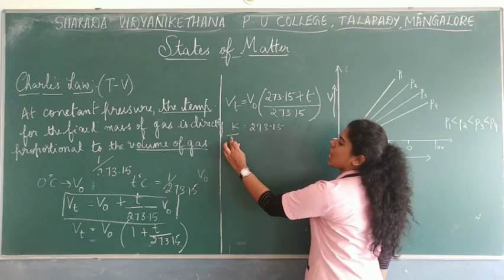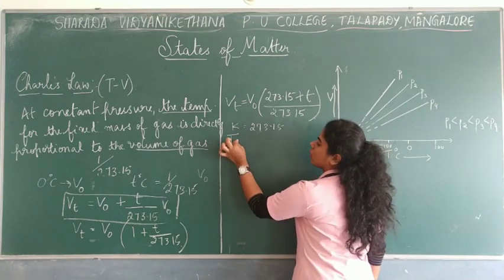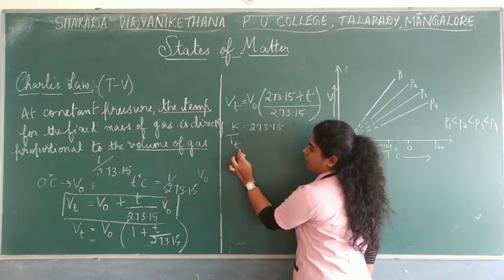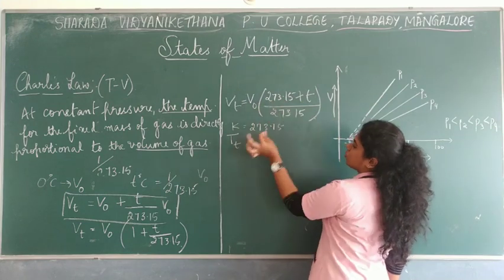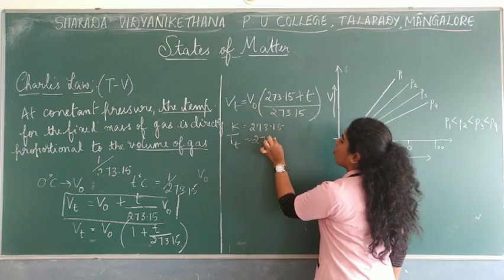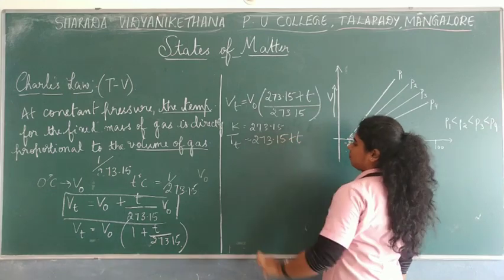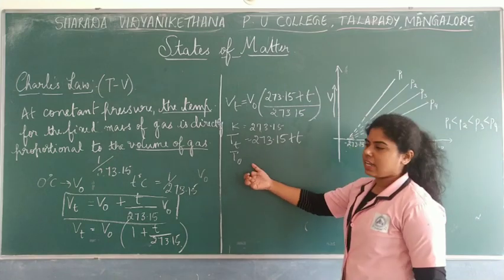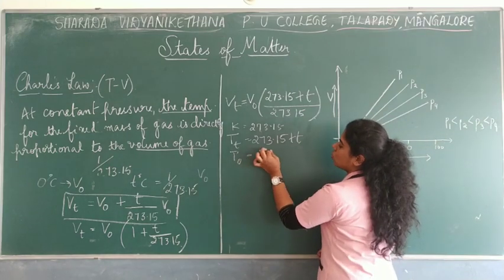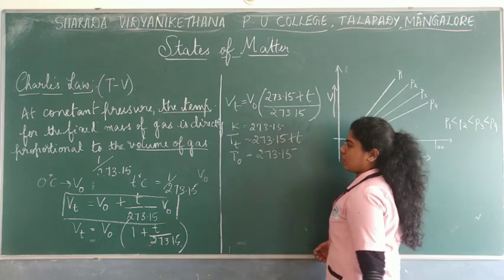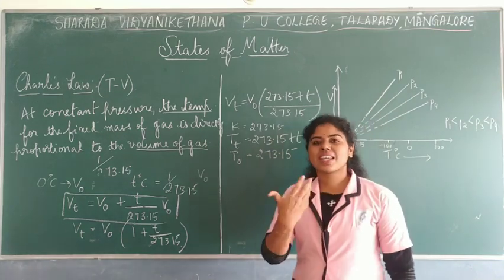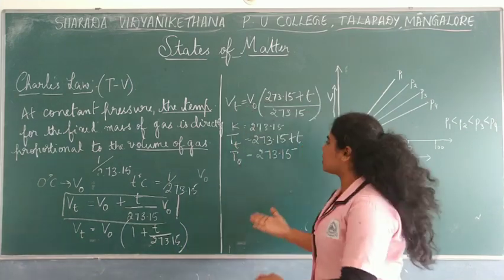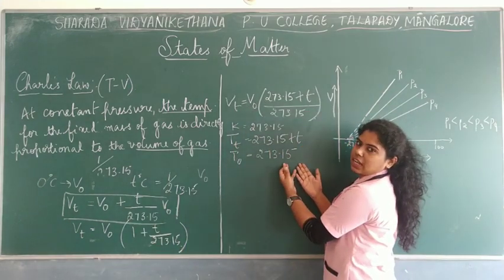So let me denote it as capital T. Let me take it as capital T of T, which means that it is a final temperature. So the final temperature we substitute as 273.15 plus T. And the initial temperature I take as T naught, that will be equal to 273.15. Which also means that at 0 degrees Celsius, how would you convert into Kelvin scale? Obviously, it's directly 273.15 Kelvin, right?